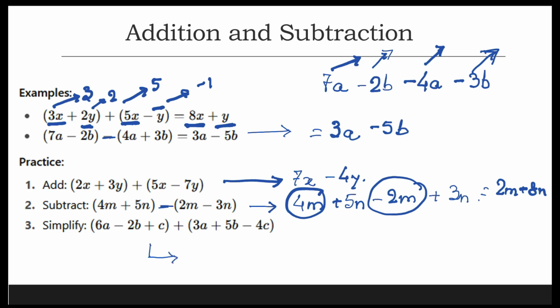Now let's come to the last one. Like terms 6a, 3a. So this will become 9a, 6 plus 3. Minus 2b plus 5b. Minus 2 plus 5 is plus 3. So plus 3b. Plus 1c minus 4c. 1 minus 4 is minus 3. So minus 3c. So addition and subtraction in algebraic expressions is very simple. You just have to club the like terms together and then just do the addition or subtraction of the coefficients.